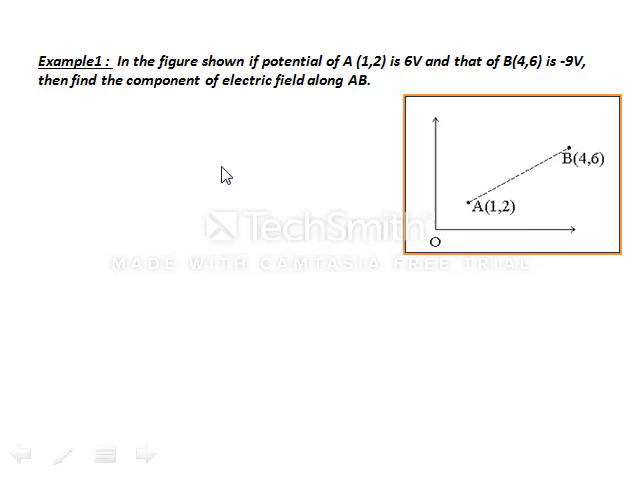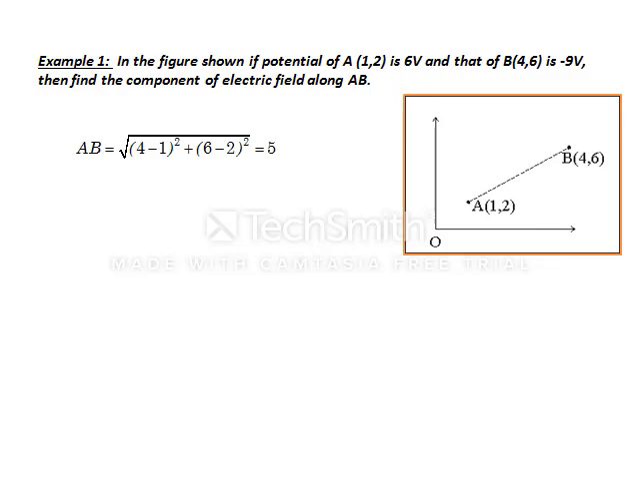We are supposed to find the component of field along this direction. So the very first thing we note down is, moving from A to B, the distance we move. We can find it by the distance formula: (4 minus 1) whole square plus (6 minus 2) whole square. So this is AB, 3 square plus 4 square, that is 5. Moving from A to B, the potential decreases by 6 minus (minus 9), that is 15 volt. VA minus VB is 15 volt.